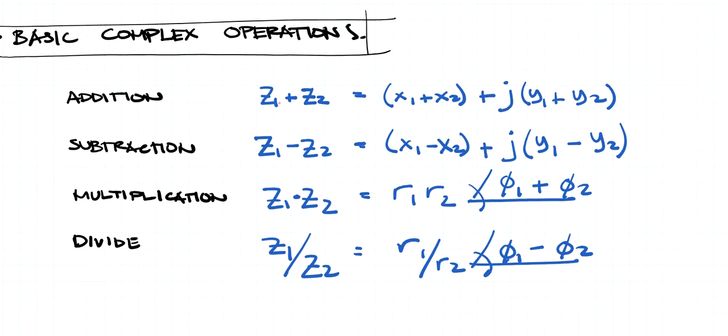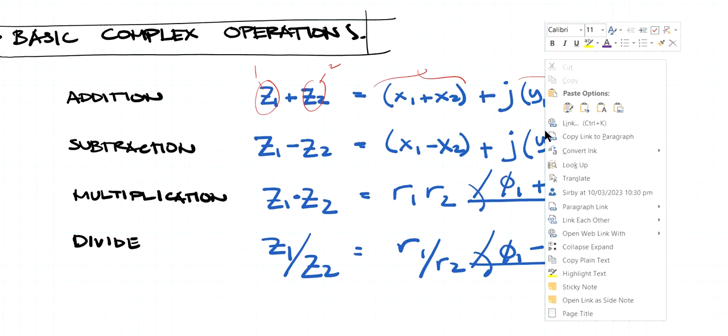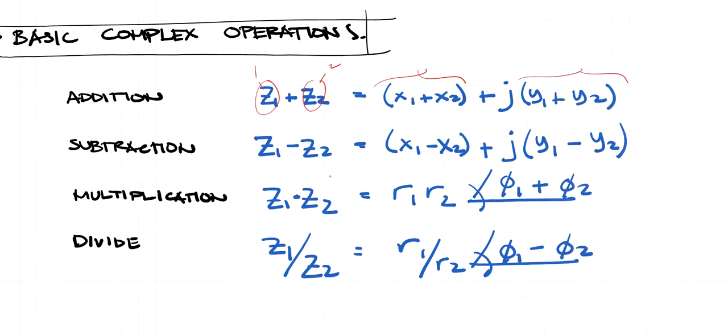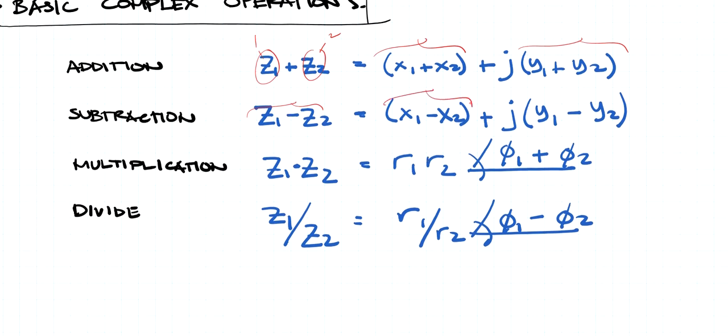When we have two complex numbers, z1 and z2, and we do the addition, that means we just add the real numbers together, x1 plus x2, and then plus j, and then add the imaginary numbers. The same is true for subtraction. If we want to subtract complex numbers, then we subtract the real numbers, and then we subtract the imaginary numbers. Notice that we are in rectangular form.